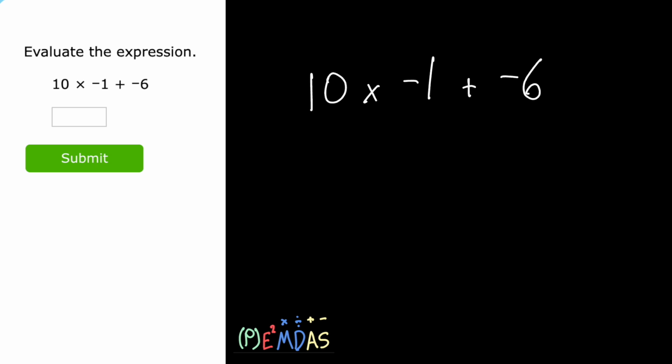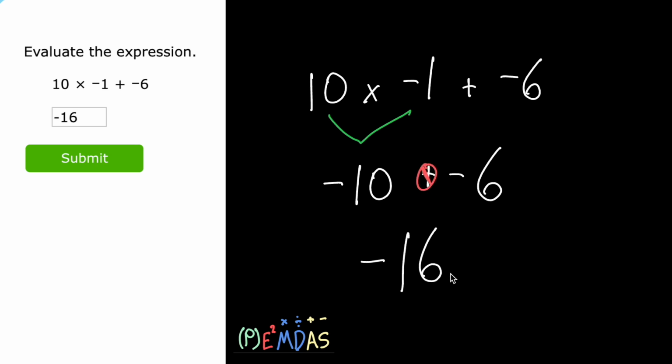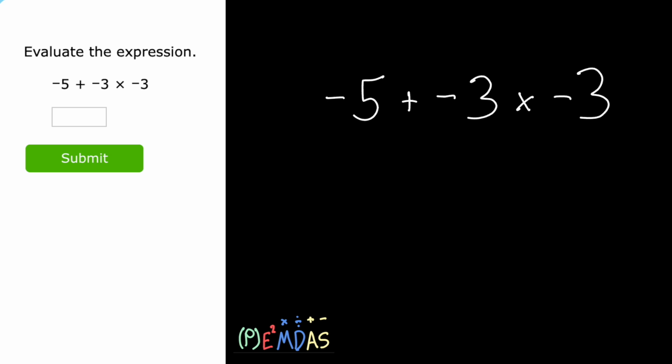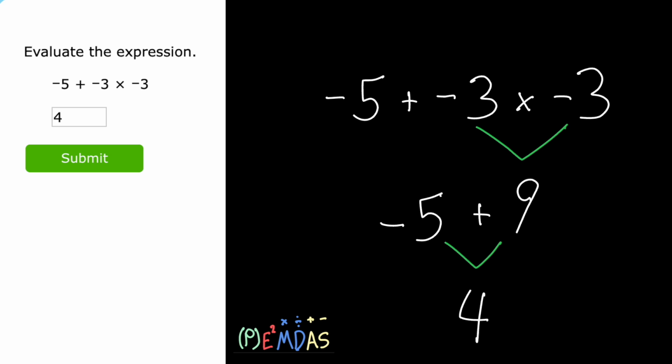In this question, we need to multiply before we add. So 10 times -1 is -10, and -10 plus -6 gets more negative to -16. In this question, we need to multiply before we add. -3 times -3 is positive 9, and -5 plus 9 is 4.